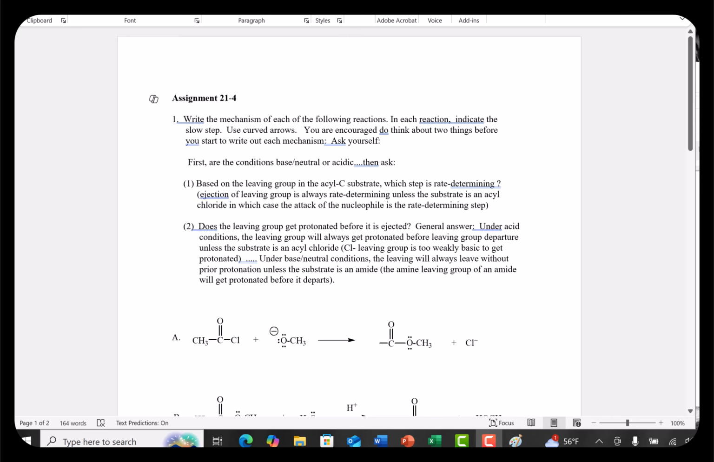So think about number 2 in a very general sense. Under acid conditions, the leaving group is always protonated unless it's an acid chloride. Under basic conditions, the leaving group is not protonated unless the leaving group is an amide. All right, so let's go ahead and take a look now.